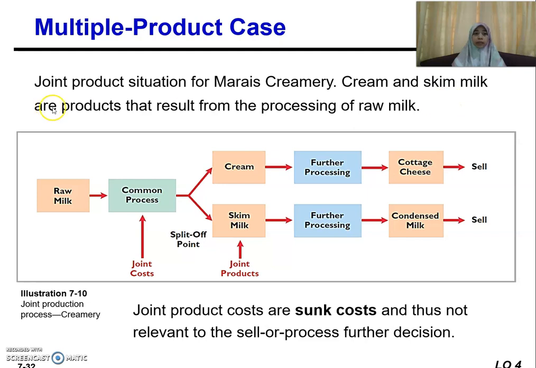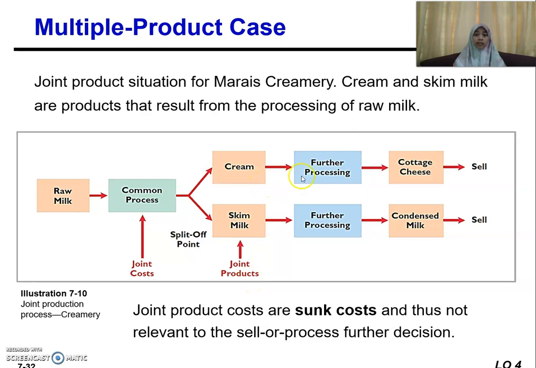Cream and skim milk are products that result from the processing of raw milk. From the raw milk, you incur a common process cost. If you incur cost, this is called the joint cost or your common cost. Then you will have the split-off point here, and then you will have your cream and your skim milk. So you have two joint products: one is cream and the other one is your skim milk. Cream and skim milk are known as your joint products.